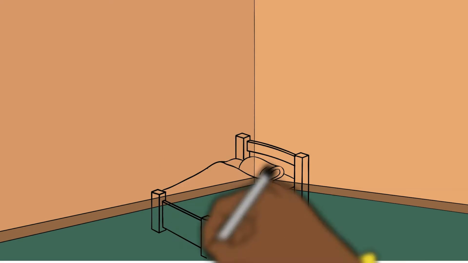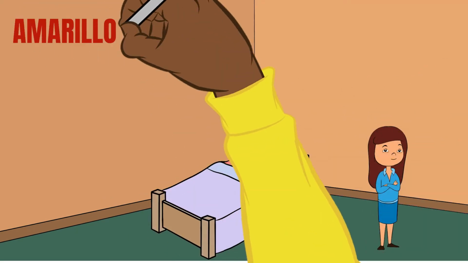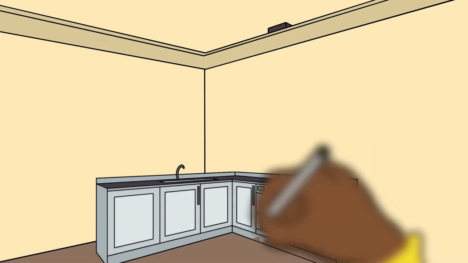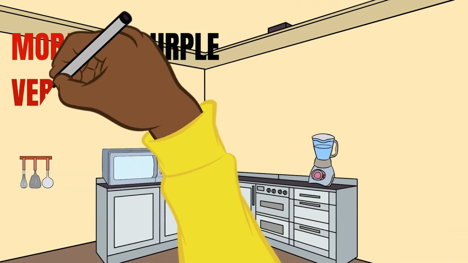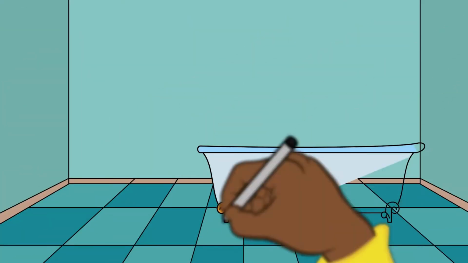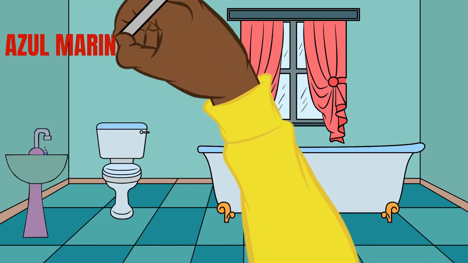and their daughter's room to be amarillo y morado. She also wanted the kitchen to be painted morado y verde, and the bathroom to be azul marino.